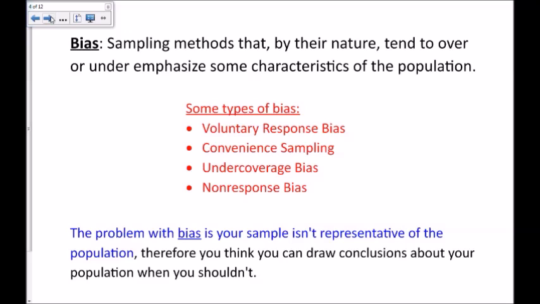The problem with bias is that your sample isn't representative of the population. It doesn't look like the population, and therefore you think you can draw conclusions about your population when you shouldn't, because your sample is different by nature than the population.